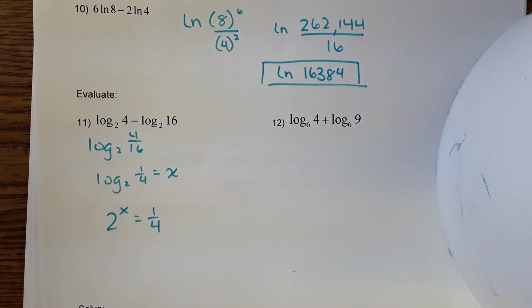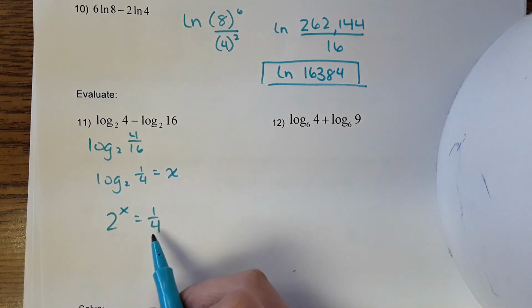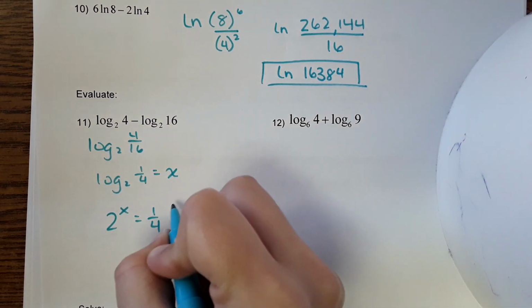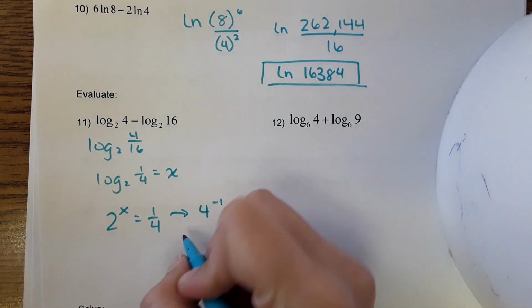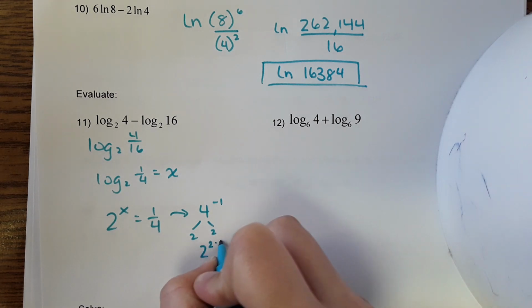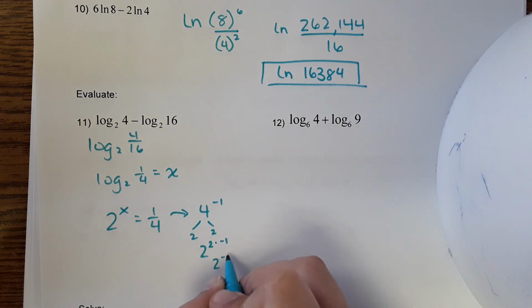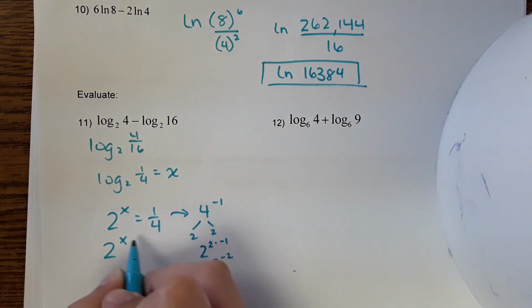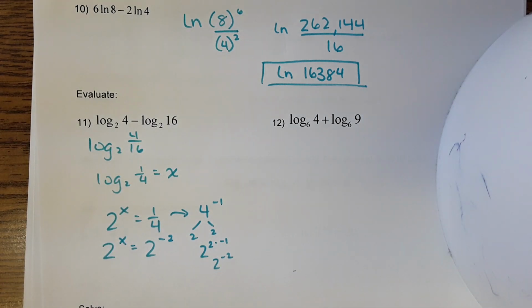Then to solve for x, we need to have the same base on both sides. 1 over 4 would be 4 to the negative 1 power, which 4 can be broken up as 2 and 2, so 2 squared, and then multiply that by the negative 1 that's already up there, and you get 2 to the negative 2. So 2 to the x equals 2 to the negative 2. And then x equals negative 2.